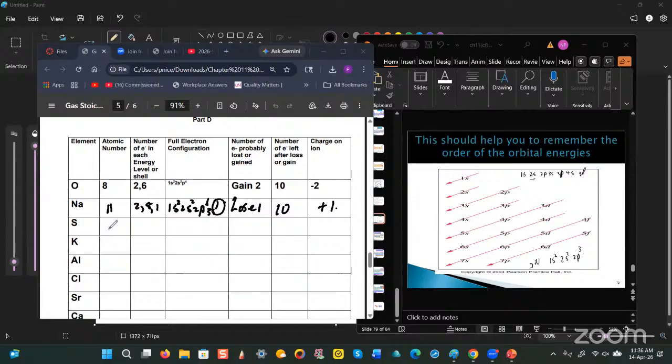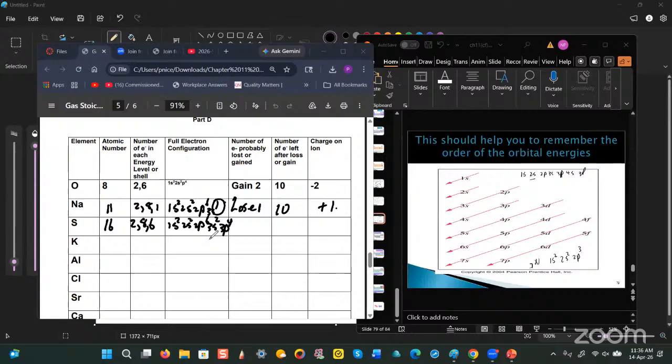What about sulfur? What's the atomic number of sulfur? 16. Okay, what would be the number of electrons in each of the energy levels? 2, 8, 6. Okay, very good. What would be the full electron configuration? 1s2, 2s2, 2p6, 3s2, 3p4. Very good. All right. So that would be the full electronic configuration.